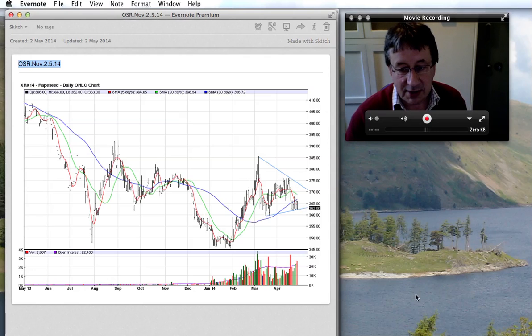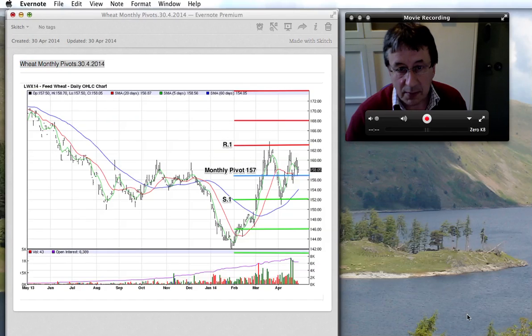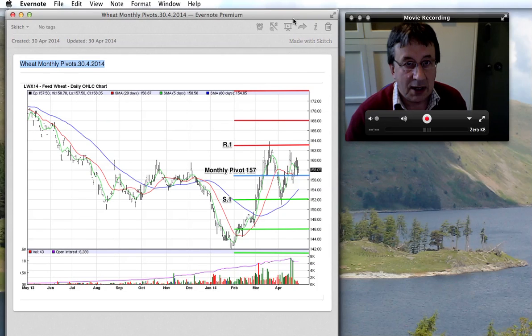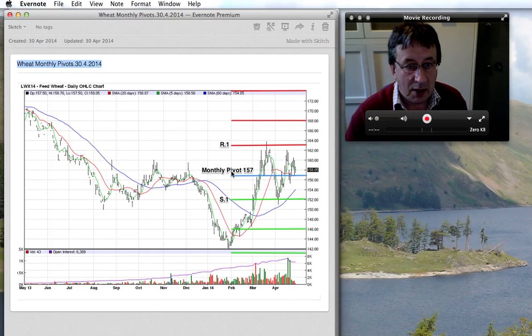So just recapping on the wheat, I'll leave it here on the UK. Our monthly pivots are on here, so with this our target is placed at 168, 170.